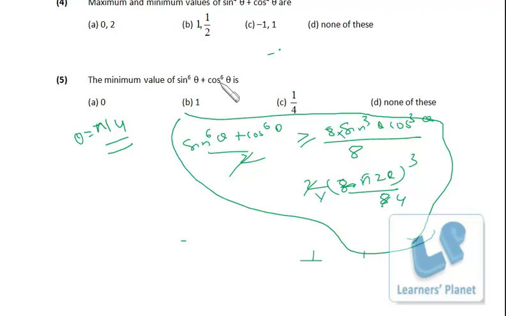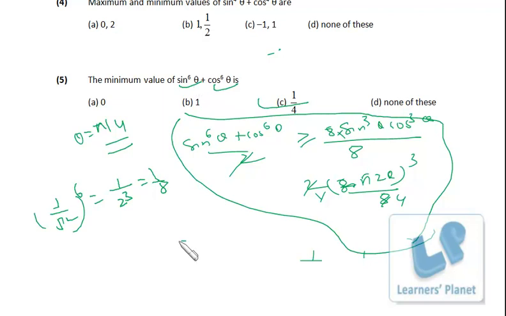I'm sorry, we have to take it as 6 power. So 1 upon root 2 raised to 6 is equal to 1 upon 2 cube, that is 1 upon 8. So 1 upon 8 plus 1 upon 8 is 2 by 8, that is 1 by 4. Okay, so for minimum value, take theta as 45 degree, because in that case both of them are equal, and for maximum value take one of them as 0.